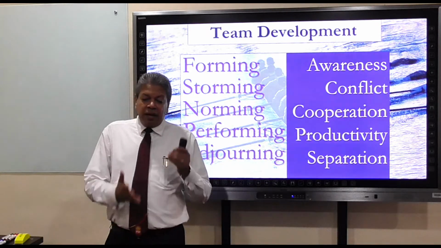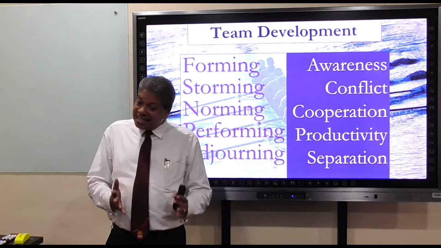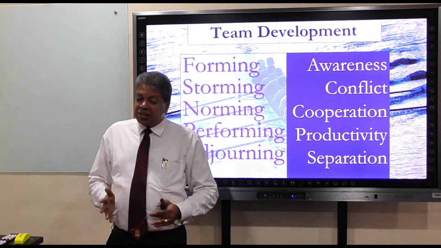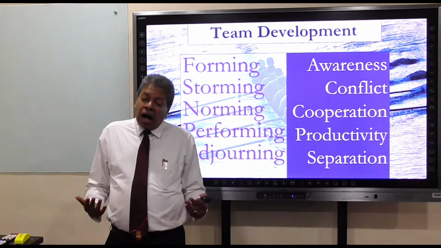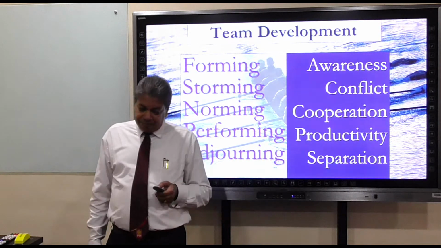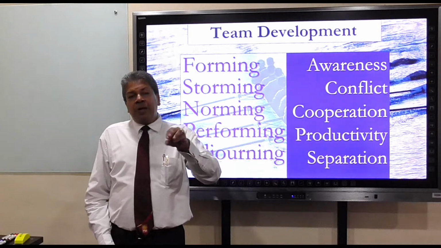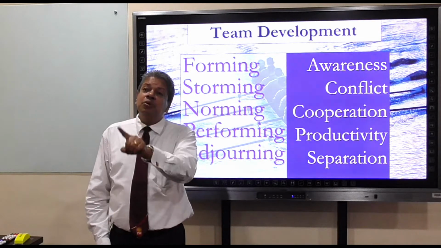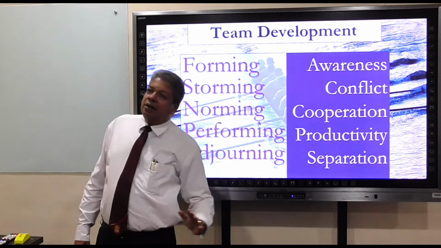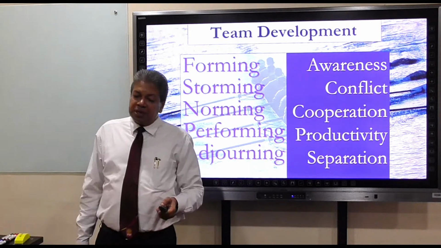So in summary: forming, storming, norming, performing, adjourning; awareness, conflict, cooperation, productivity, and separation. And we looked at what stage we are in the team development. And if you get stuck in storming, it will be a decay. The real tipping point is from storming to norming, from going down to moving up in terms of your performance.